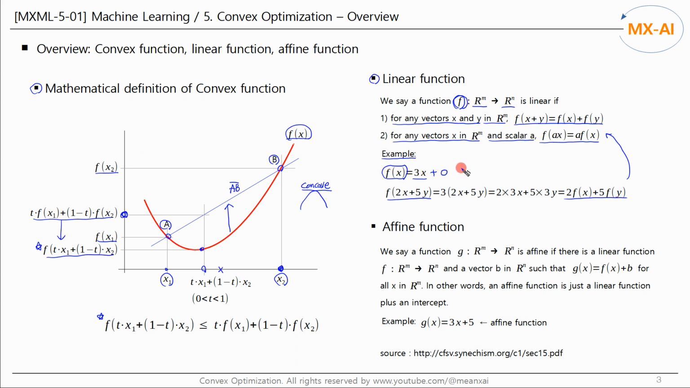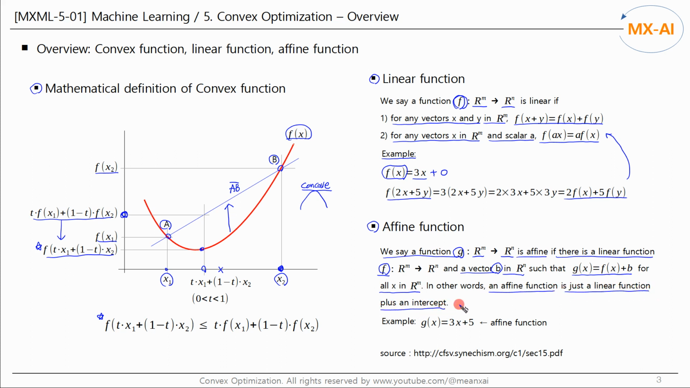Next, let's look at the definition of the affine function. There are functions g and f that map from the domain Rm to the range Rn. We say a function g is affine if there is a linear function f and a vector b in Rn such that g of x equals f of x plus b for all x in Rm. In other words, an affine function is just a linear function plus an intercept.